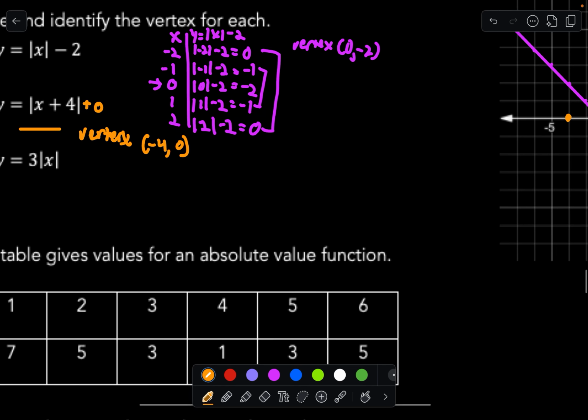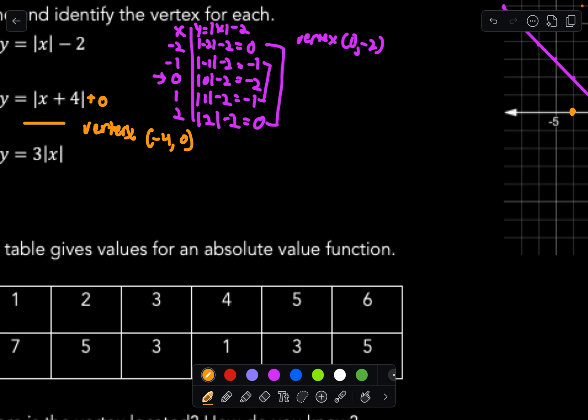Okay? And then we can make a table where we choose some x values. We'll center that table around negative 4, so I choose a couple numbers bigger and a couple numbers smaller than negative 4.